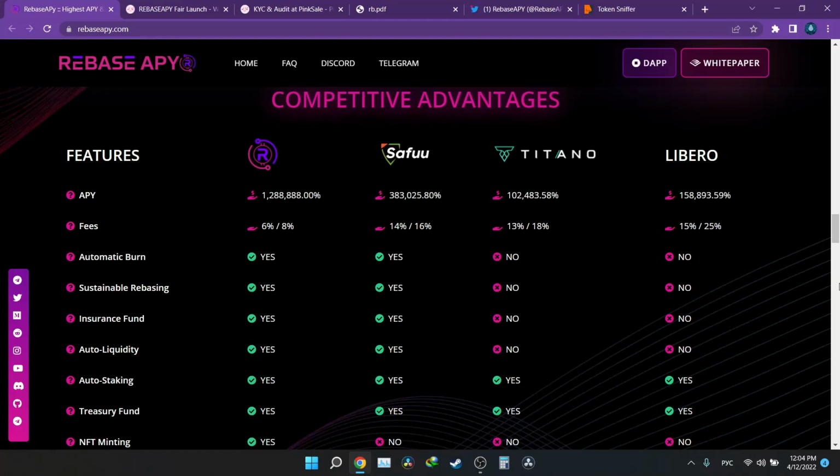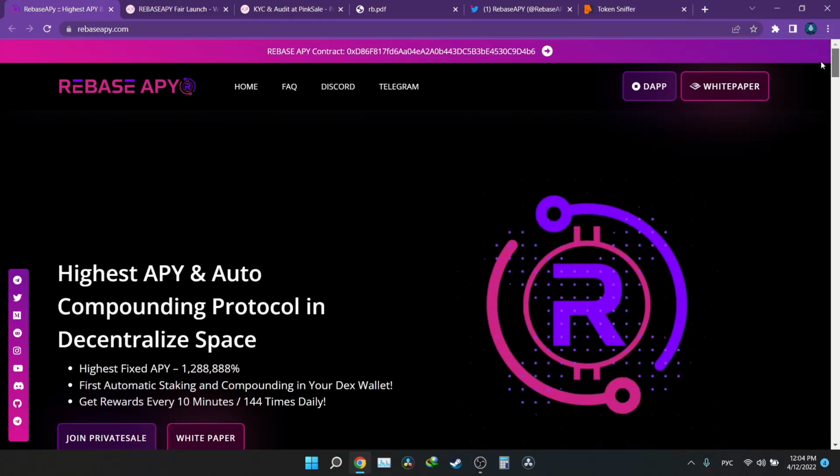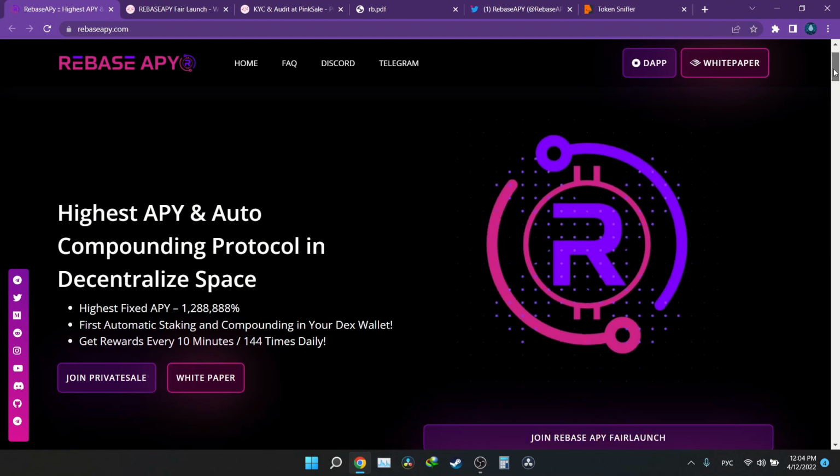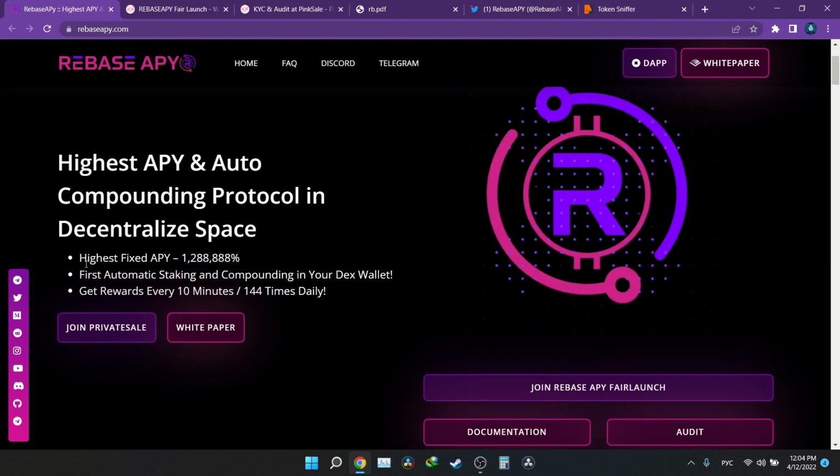Welcome to Learning Crypto. Today we're going to be talking about a project called Rebase APY. It has a fixed highest APY of over $1 million in percentage terms. You can see it's 1 million, almost basically 300.